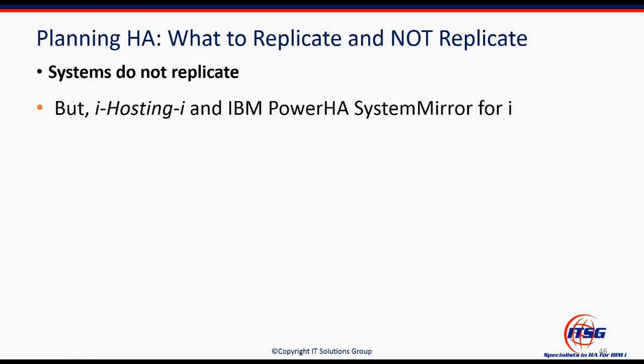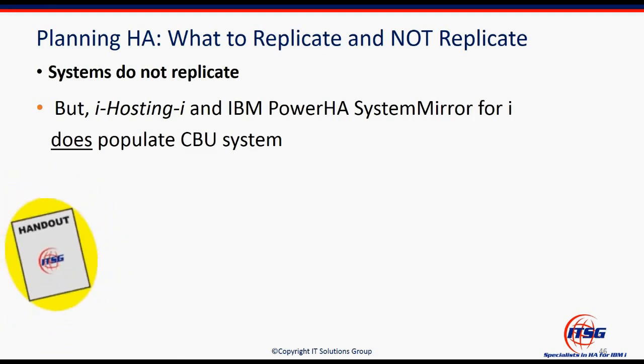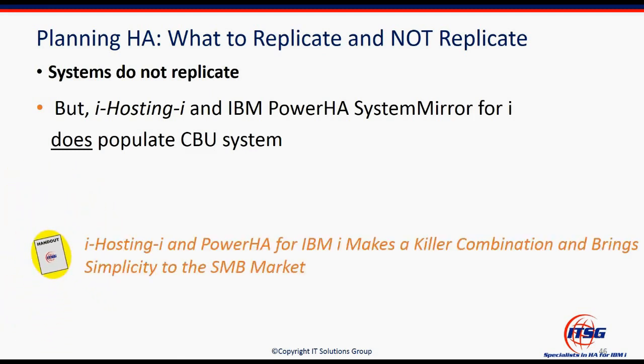So I said systems do not replicate, but that's not totally true. IBM offered Hosting i for IBM PowerHA, and it does populate the CPU machine. The beauty of this is if I do an OS upgrade on my production machine and I host an i environment, it replicates that OS upgrade to my target machine. If I do PTFs on my production machine, it replicates them to my target machine. The disadvantage, as we mentioned before, is I cannot do backups on my target machine. So this is a great DR solution for someone that wants up to the second, near zero recovery point objective in the event of a disaster.